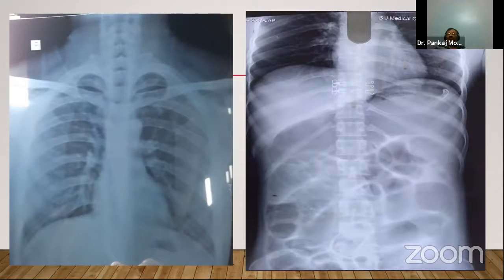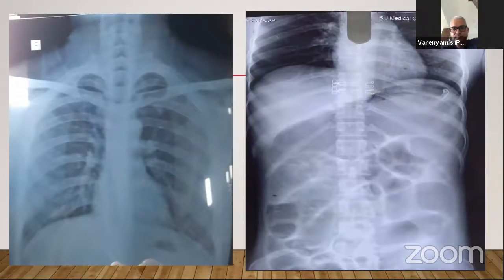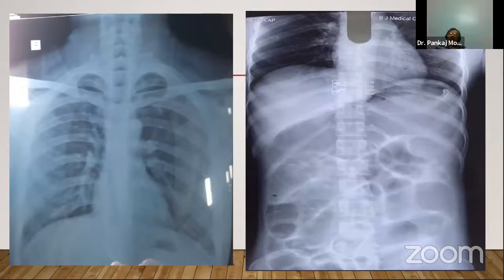What other things are you seeing in between? In between loops, do you see anything? There are white lines seen. What does it suggest? You can see them in between loops, right? And predominantly gas is there, air fluid is less. That again suggests it is unlikely to be paralytic ileus.